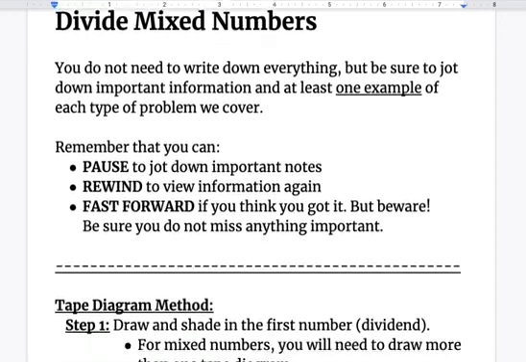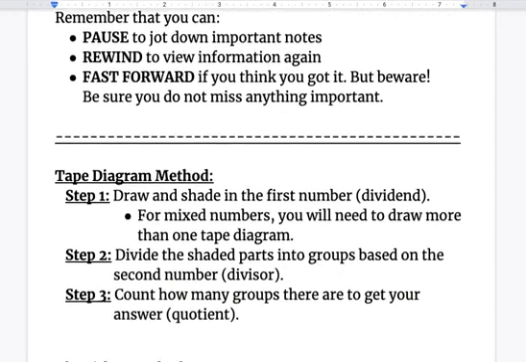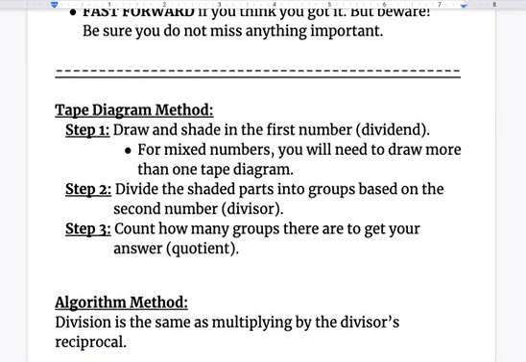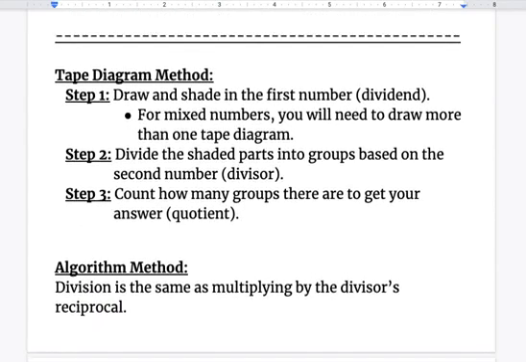With dividing mixed numbers, it's the same as before. You're going to need to know the tape diagram method and the algorithm method. The tape diagram method, as a review: for step 1, you are always drawing and shading in the first number, which is called the dividend. For mixed numbers, you may need to draw more than one tape diagram since it's a whole or more than one whole and a fraction in addition. Then you're going to divide the shaded parts into groups based on the second number, which is called the divisor. And then your answer is how many groups there are, the quotient.